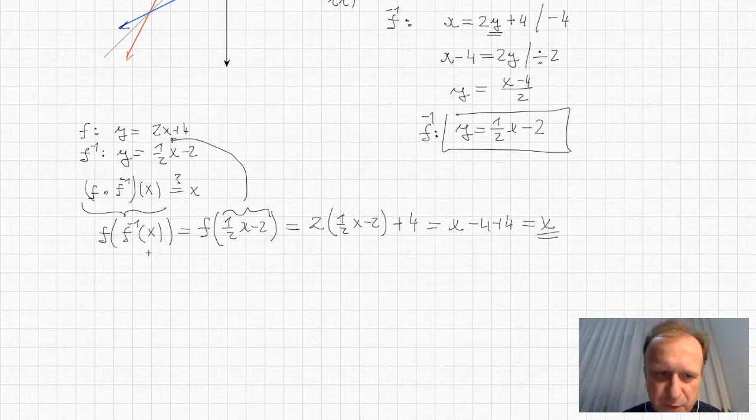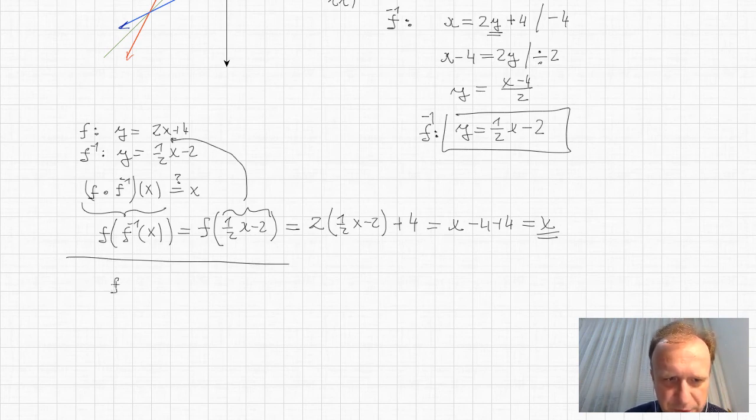So this is really what we wanted to show: if you compose f and f inverse of x, what you get is the identity function, the function y equals x. Now, to show it the other way around, we compose these two functions, the composite function of f inverse and f of x. We want to show that this is x again.